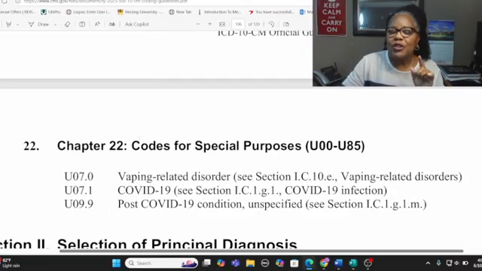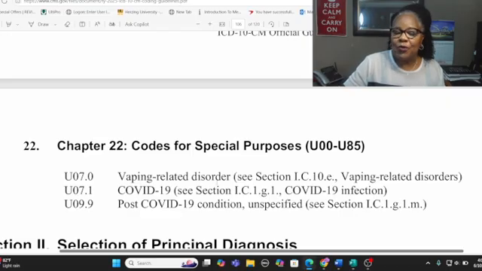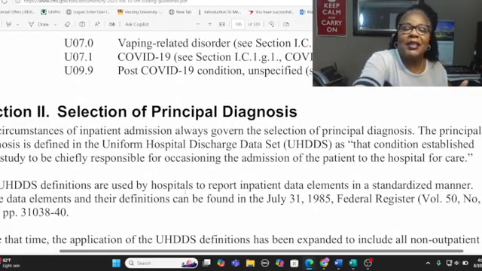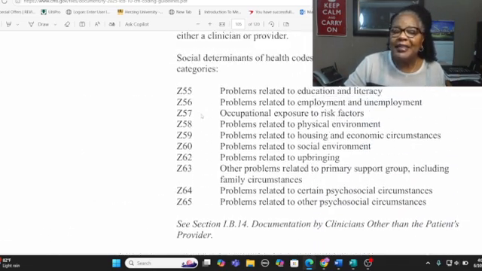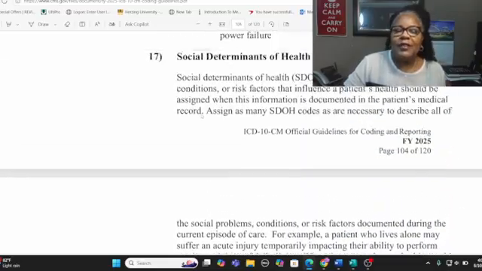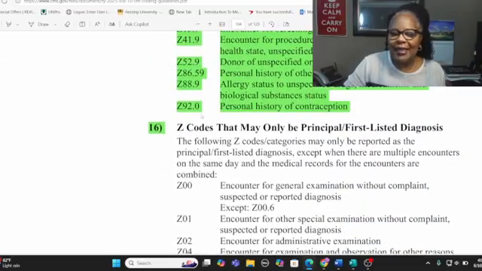Now there is one more chapter, chapter 22, that has been added to ICD-10-CM, which are the vaping-related disorders and the COVID-19, as well as post-COVID-19 conditions. So we've got those two areas to cover before we go into the selection of principal diagnoses, which is section 2. So my next video will be completing section 1. So in the meantime, start looking at those Z codes that can only be a principal or first listed diagnoses.